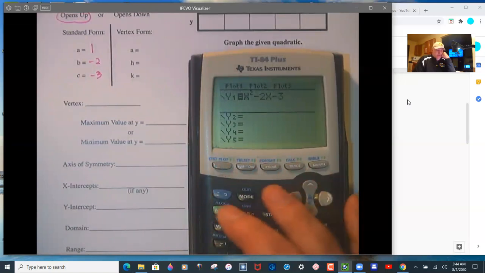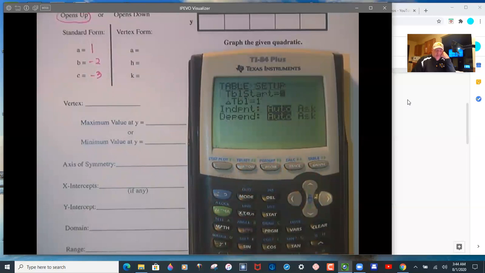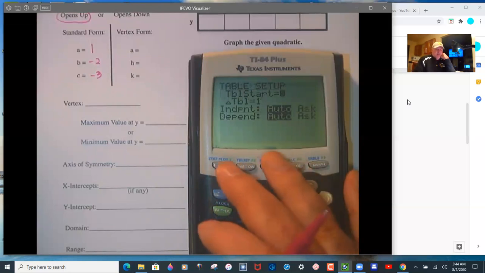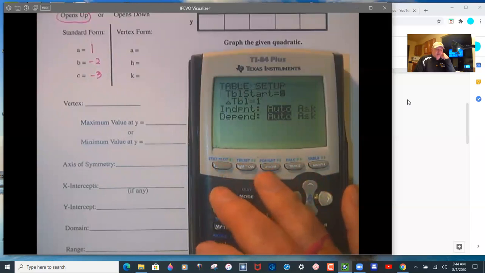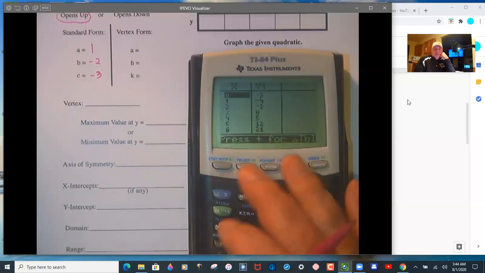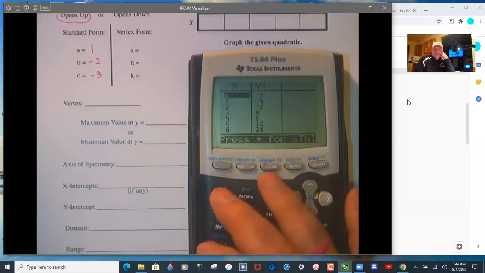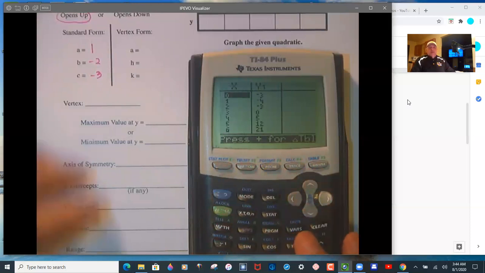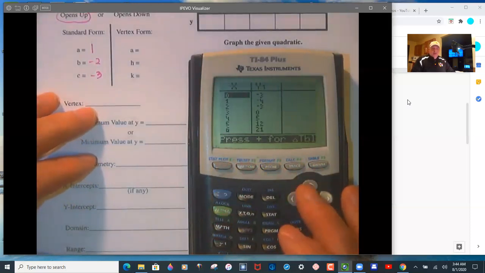There it is. Now we need to set our table. And once you set your table, it should be good. Although if you get a decimal vertex, then you're going to have to be clever with setting your table if you want to try to get it to show up on the table. Then you go to your table. So second table set, second table, and you start looking around.